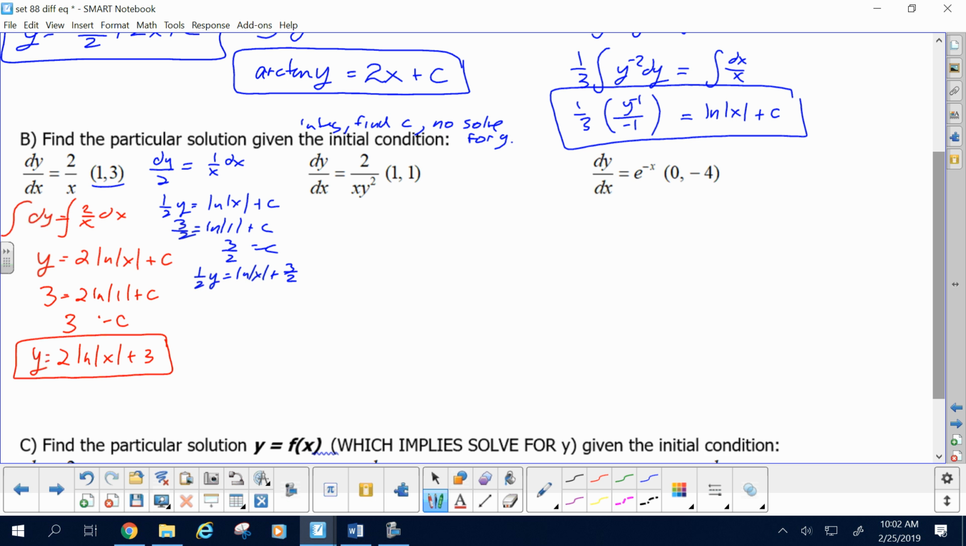Once I found my c, I put it into my antiderivative. Now that's equivalent to my answer if you just want to have c over, so you'd be good.